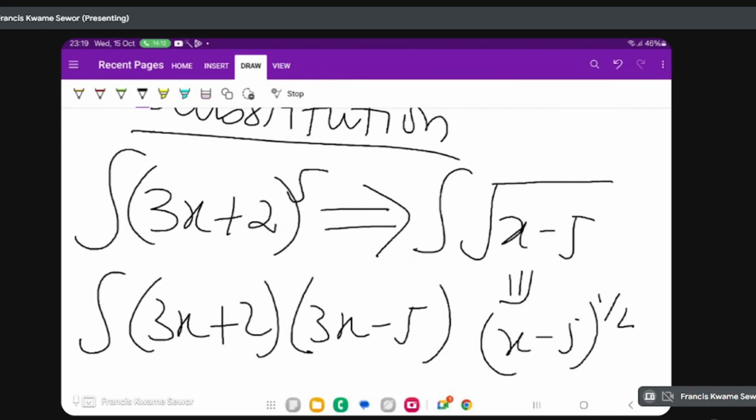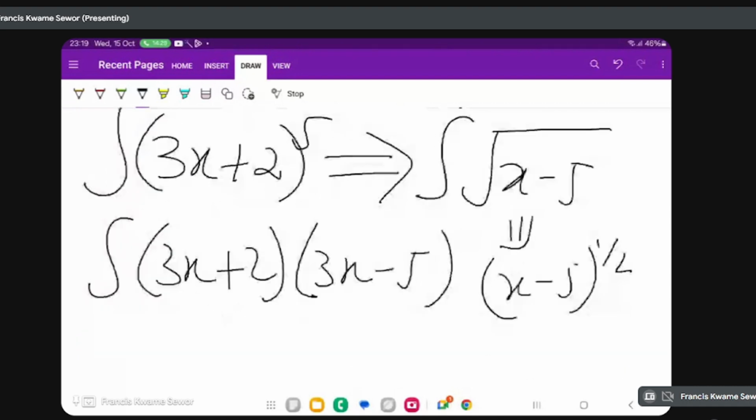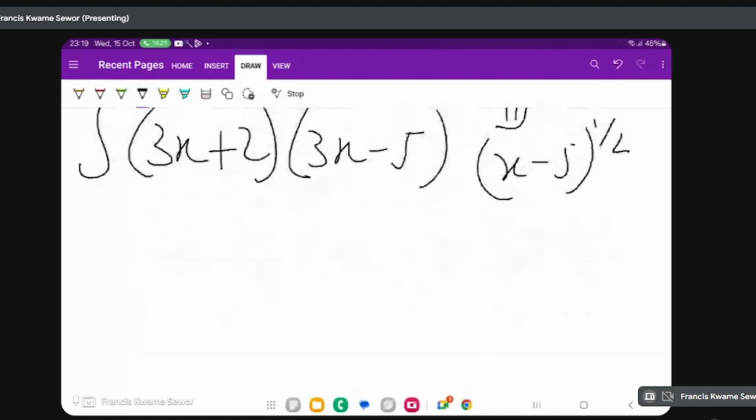And most of the functions are mostly algebraic functions, right? Other ones you can see is an exponential function, e to the power 3x, for example.